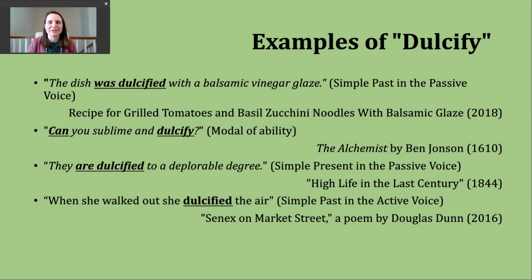The third example I have here: they are dulcified to a deplorable degree. This is an example of the simple present. It's also in the passive voice. I can see my present form of be, and then I can see the participle form of the verb. This came from a magazine article called High Life in the Last Century. It was written in 1844.